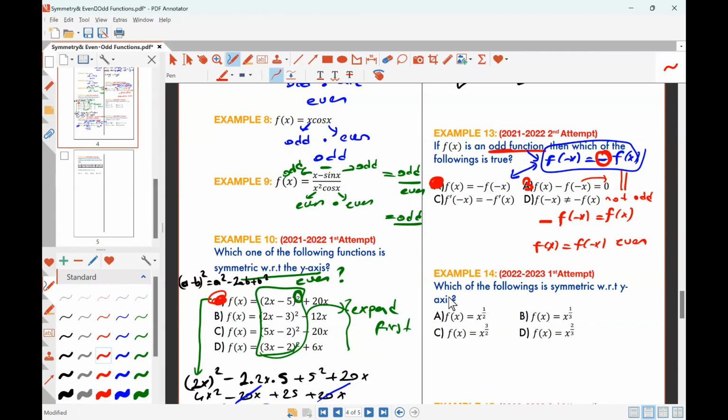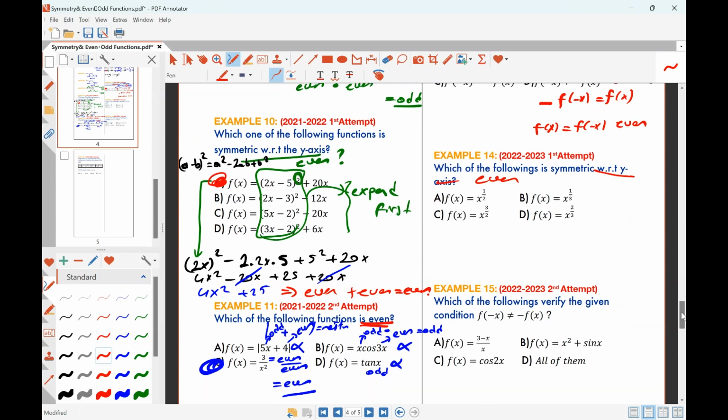Alright, another question. This year's ministry question, first attempt. Which one is symmetric with respect to y-axis? It's asking about an even function. So we have a topic in chapter 3.